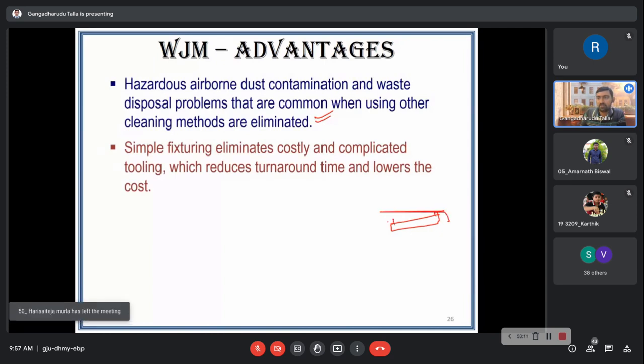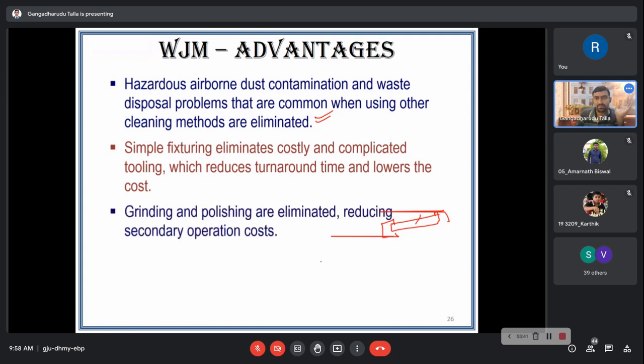Compared to conventional machining, if you are milling, then you have to hold the workpiece very tightly because the cutting is taking place because of the mechanical force exerted by the tool on the workpiece. Here also pressure is converted to kinetic energy, but the workpiece will not be moved because lateral force is not there, only vertical force is acting. So fixture cost is less.